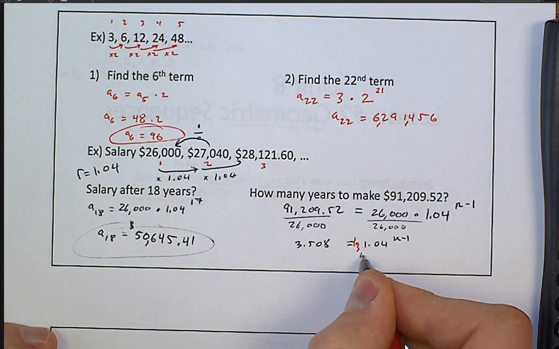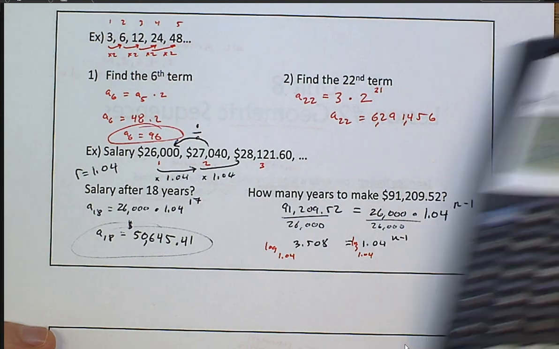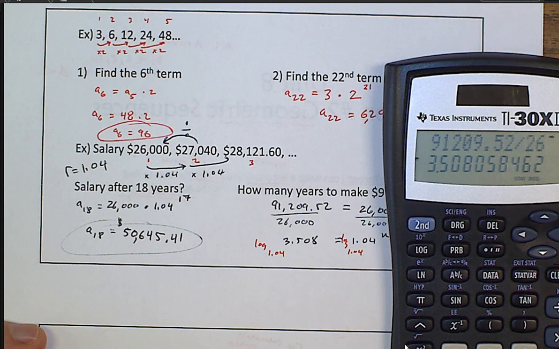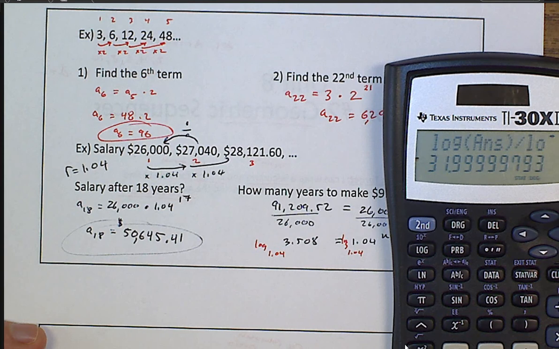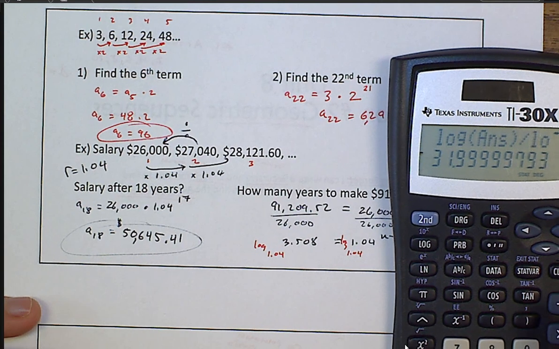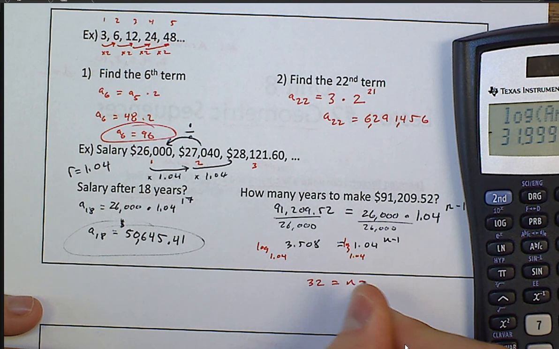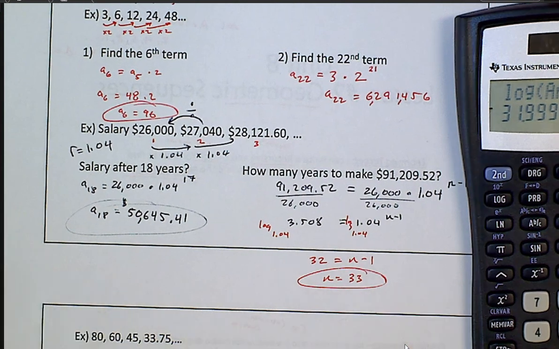Log base 1.04. Right now you're going, no, logs are coming back. Now I left this in my calculator. I didn't round it because I want to use the change of base formula here. So I'm going to go log of second answer divided by the log of 1.04. I get basically 31.99, so I'm going to go 32 here equals n minus 1, and then add 1, so n equals basically 33 years is what it's going to take me to get $91,000 for my paycheck, if that rate was steady all the way through.